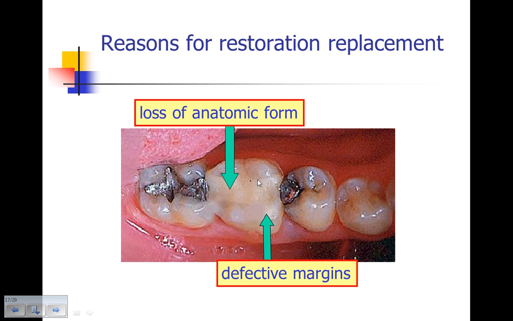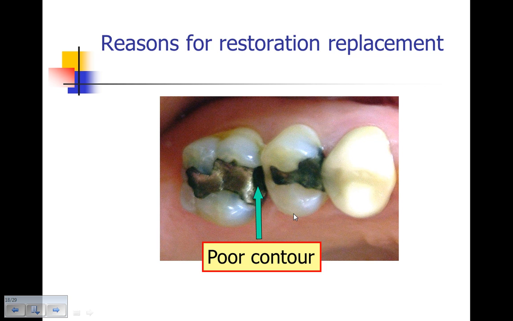We can see loss of anatomic form on this MOD composite resin on tooth number 30. Let's take a look at the amalgam ditched margins on the mandibular second premolar on the facial. These defective margins are very obvious, and this restoration needs replacement. We're not doing it due to shadowing, but rather this ditch is greater than 4/10 of a millimeter.